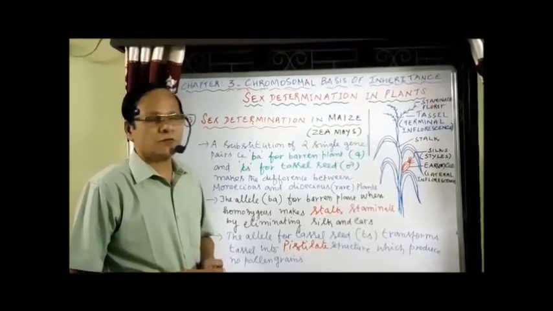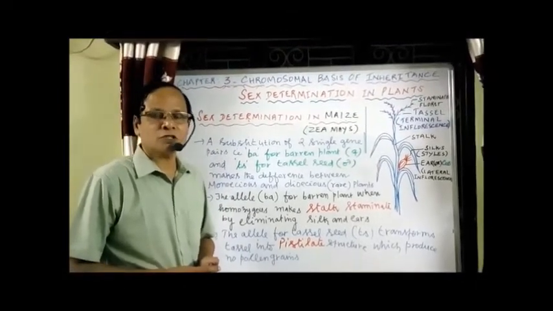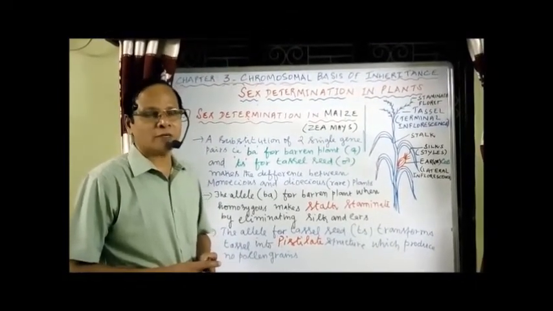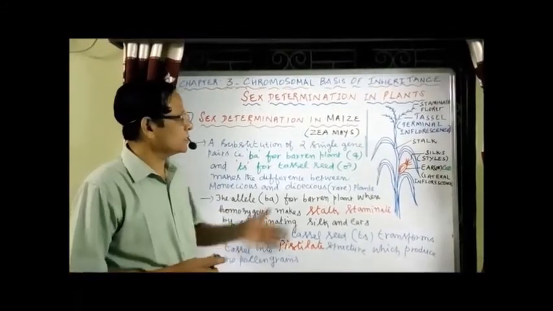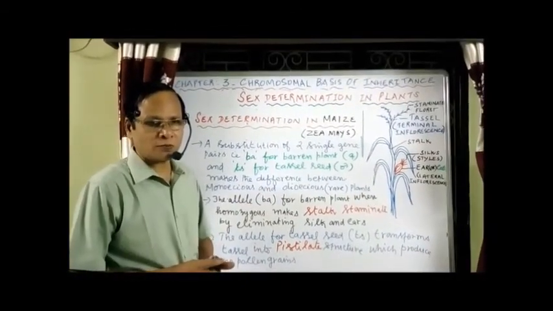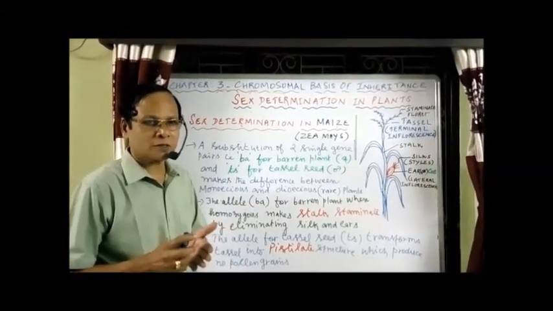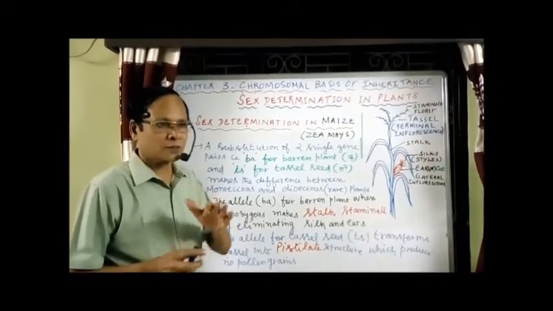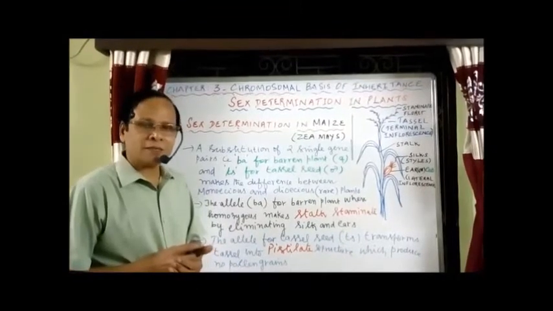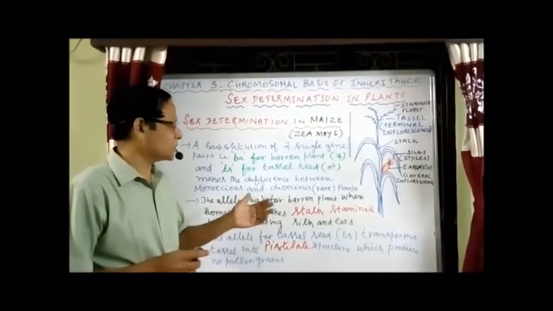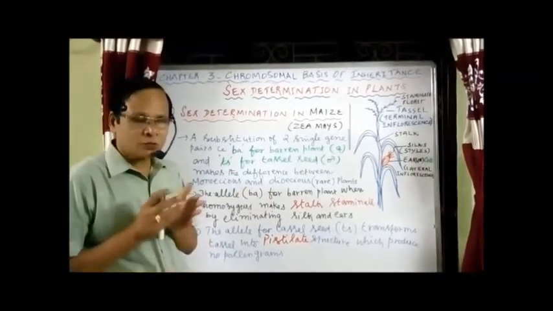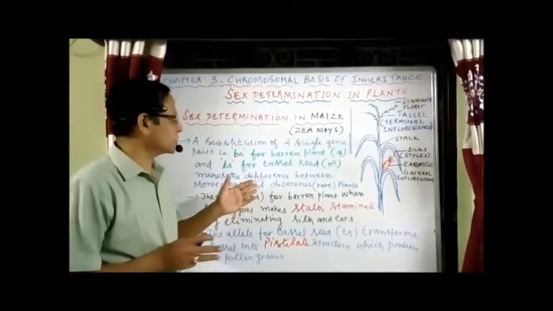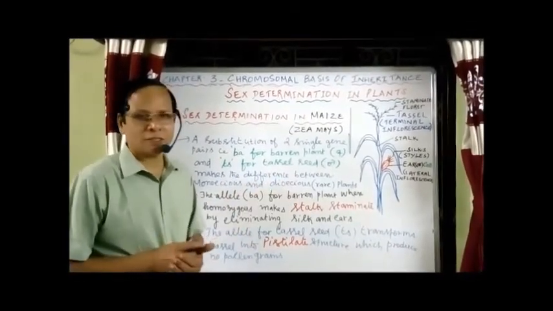What makes the difference between the monoecious and dioecious plants in maize? Mostly maize is monoecious. We actually have the male flowers and the female flowers present on the same plant. But in rare instances we also have a dioecious condition. What normally makes the difference between the monoecious and dioecious condition?